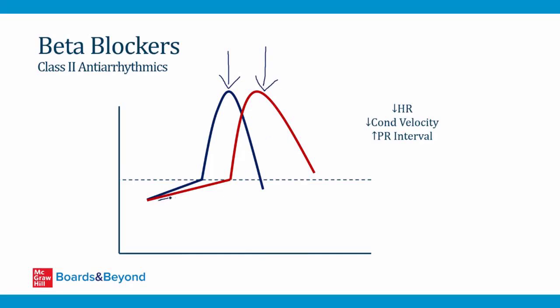So notice that the slope of phase 4 has been decreased, so it takes longer to reach threshold. Notice also that phase 3 takes longer, so that the whole action potential takes longer to occur. This is going to lower the heart rate, which you know is one of the effects of beta blockers. It's also going to decrease the conduction velocity through the AV node, and that's going to increase the PR interval. This is a high yield thing to know about beta blockers, that they can make the PR interval longer on EKG.